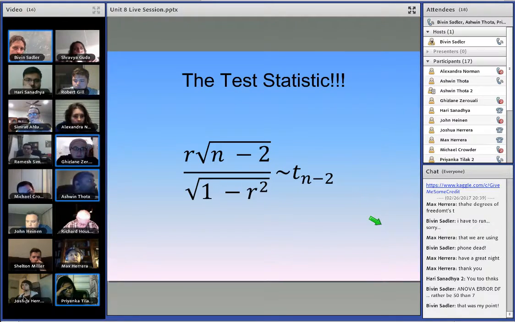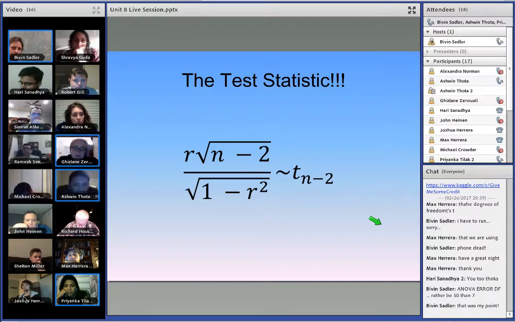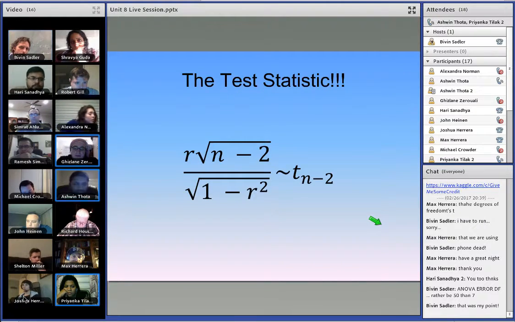If we know that this is true, remember that tilde means distributed. That tilde means that R times the square root of n, which is the sample size, minus 2, divided by the square root of 1 minus R squared, where R is the sample linear correlation coefficient, is distributed T with n minus 2 degrees of freedom. If you know that, what can we do with that?